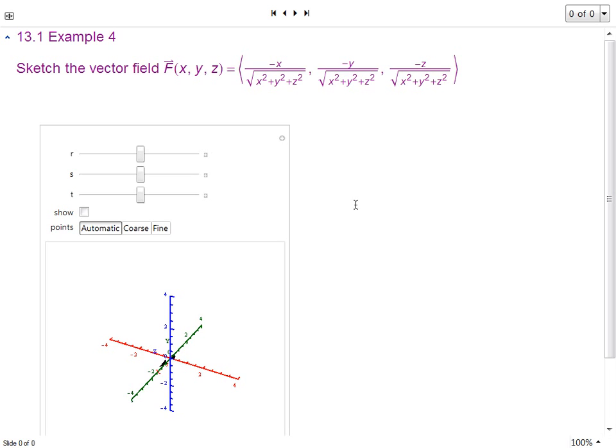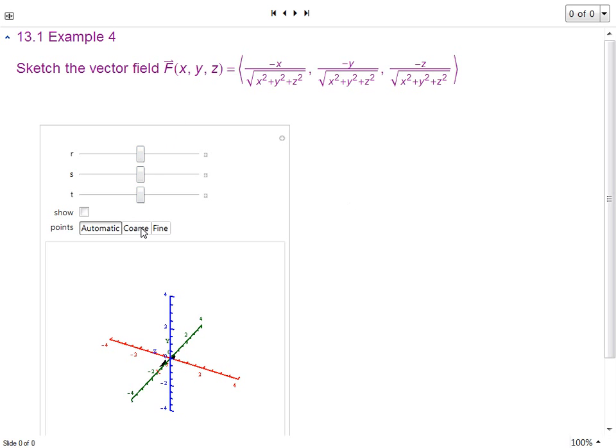So I'm picking some point out in space. And I'm saying, okay, the vector at that point, the x-coordinate, is going to be whatever the x value is, negative, divided by its length. And then I do the same thing for the y, the same thing for the z. Let's say I'm at the origin, I'm pointing to some point x, y, z. The vector coming out of that is pointing back at me, but has been divided by its own length. So it's a unit vector coming back at me.